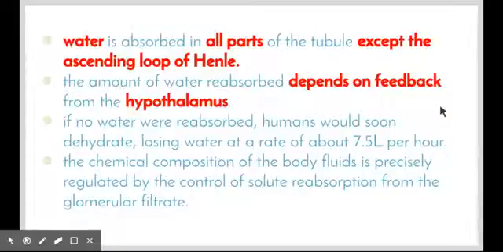The hypothalamus releases the hormone depending on feedback from the body. The hypothalamus detects the amount of water and leads to the release of hormones depending on whether we need to retain water or get rid of more water. If no water was reabsorbed, humans would soon dehydrate, losing water at a rate of about 7.5 litres per hour. So that's how much our kidneys are working when they're functioning normally. The chemical composition of the body fluids is precisely regulated by the control of solute reabsorption from the glomerular filtrate.